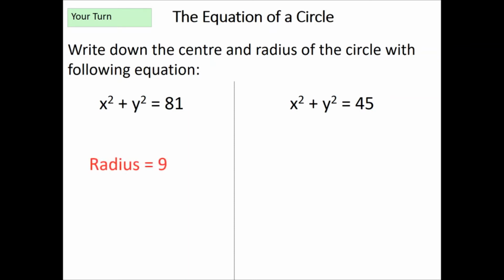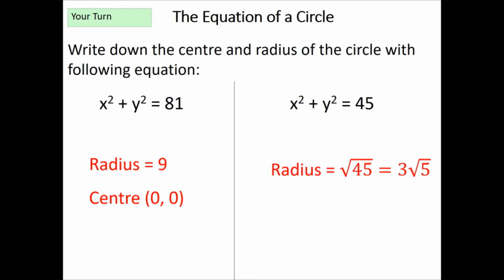For the first question, you get the radius as 9, square root of 81, center 0, 0. On the second question, again, the radius is the square root of 45, and you can simplify that as 3 root 5. And again the center is 0, 0.